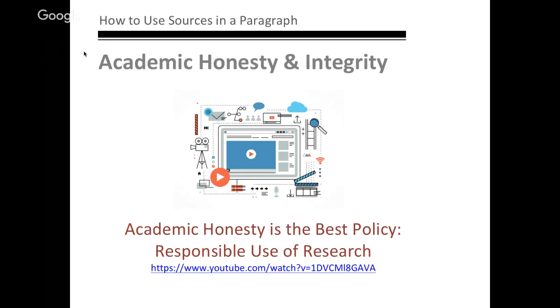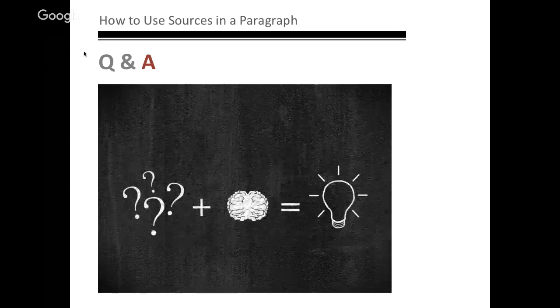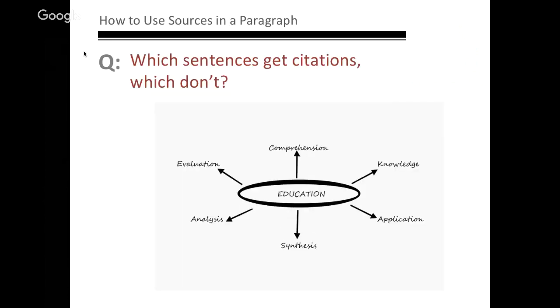If you're interested in going into a deep dive of academic honesty and integrity, please see our Google Hangout that was devoted to that topic, which is accessible via our YouTube channel. Back to you, Laura. Thank you, Kevin, for that explanation. In this presentation, we are focusing on answering common student questions about how to cite sources in a paragraph. We're going to focus on the how-to in this presentation. I'll start with our first question. Which sentences get citations, which don't?